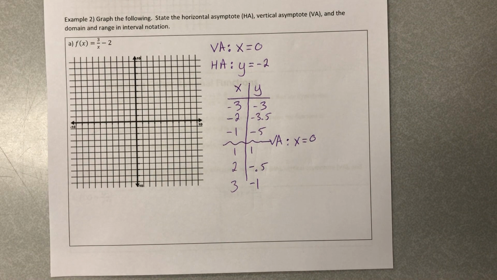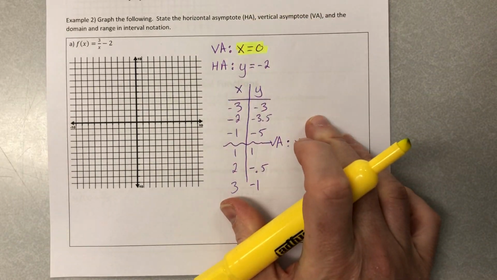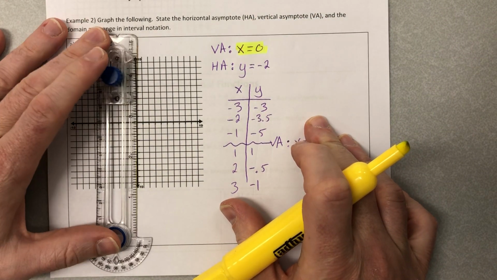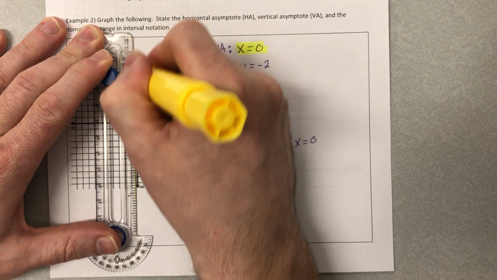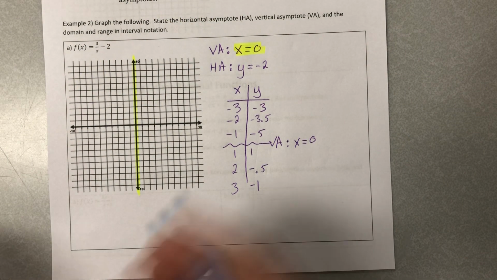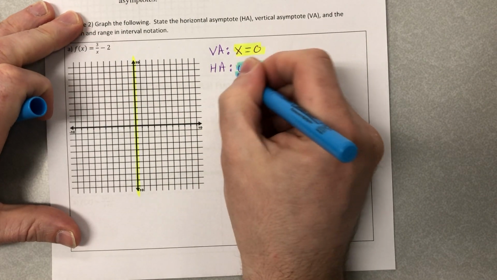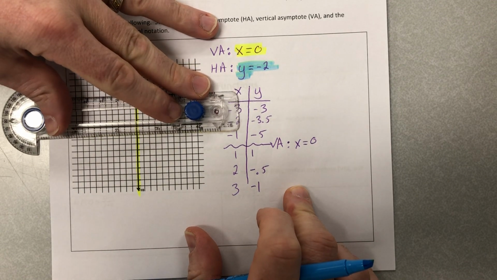So once again, to graph these, it's the same way. We're going to start off by graphing our vertical asymptote, which is x equals 0. And then we're going to graph our horizontal asymptote, which is y equals -2. So we're going to move it down 2 here.